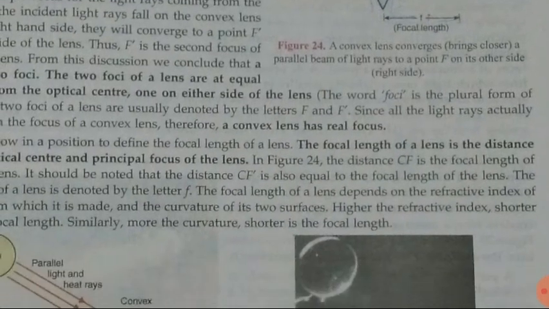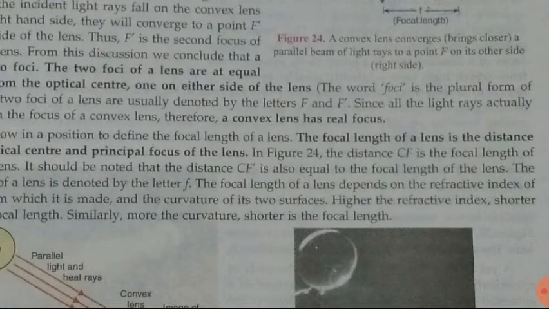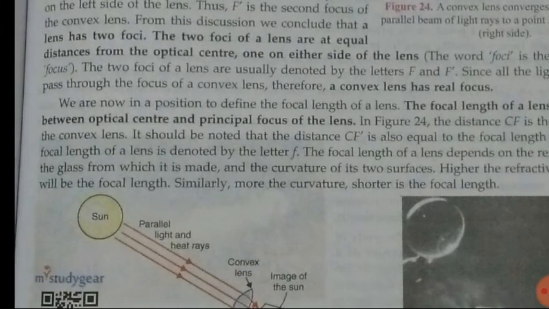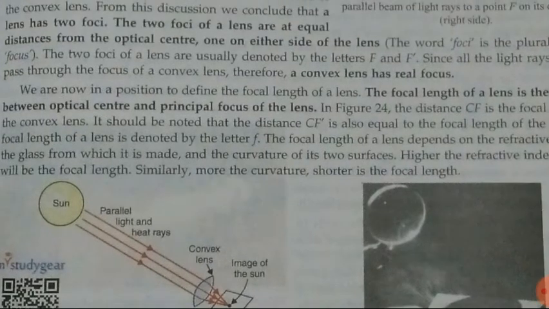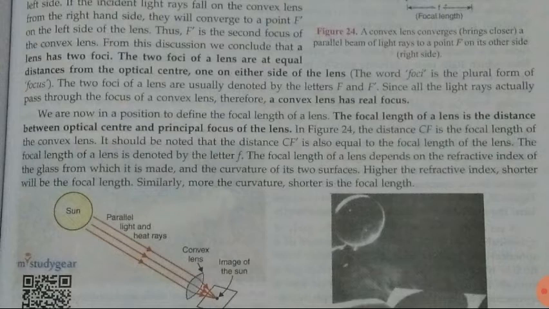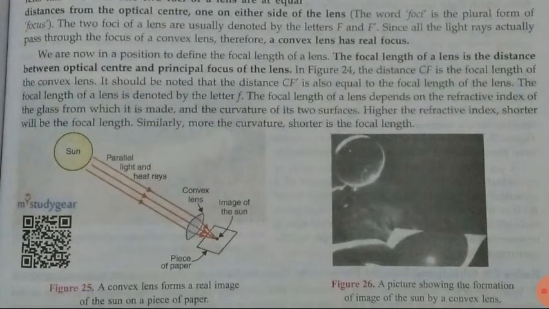Now why am I saying that they are actually meeting? Because in case of concave lens, they actually do not meet with each other. So in that case focus will not be real but the virtual one. The focal length of a lens is the distance between optical center and principal focus of the lens.